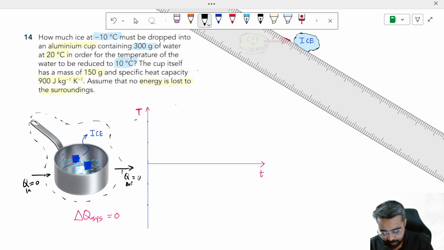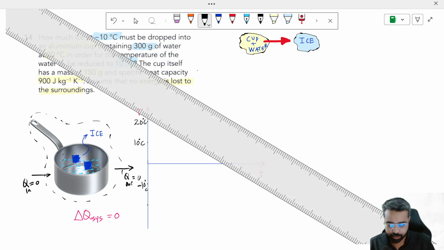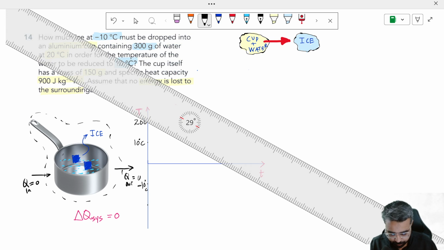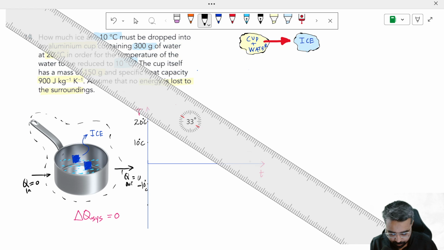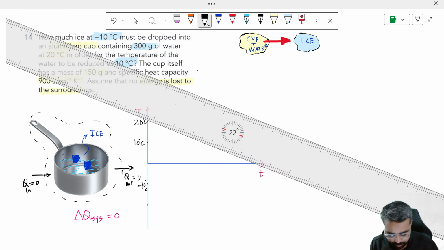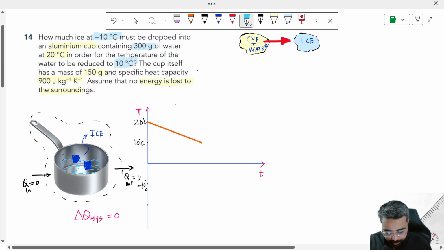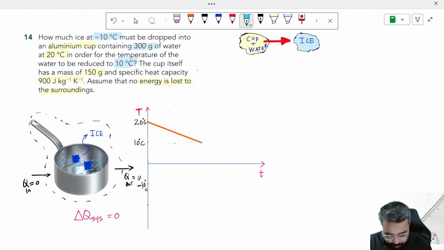So I'm assuming that this is 20 degrees Celsius on the scale, and that is 10 degrees Celsius, and this is in fact negative 10 degrees Celsius. We are not given any information about time, how much time it will take, so I am just drawing an imaginary line of any steepness. So it has taken some time, and now its temperature is 10 degrees Celsius. That is the final temperature of the system.